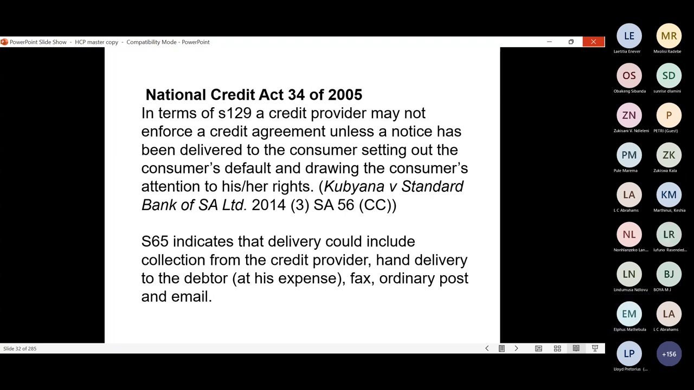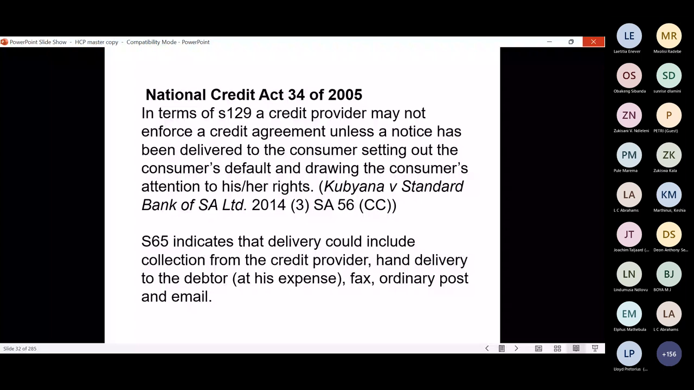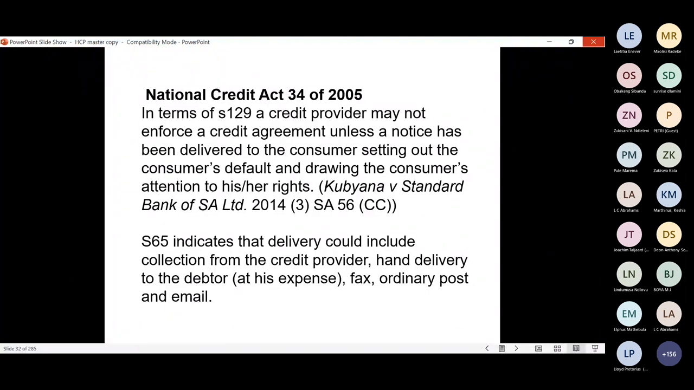Now, in terms of Section 129 of the National Credit Act 34 of 2005, a credit provider, which would be the bank or a credit provider that has been registered as a credit provider, may not enforce a credit agreement unless a notice has been delivered to the consumer, setting out the default of the consumer and drawing the consumer's attention to his or her rights. So if you are going to sue somebody based on a credit agreement, you can't just issue summons because they are in default. You must first send them this notice in terms of Section 129.